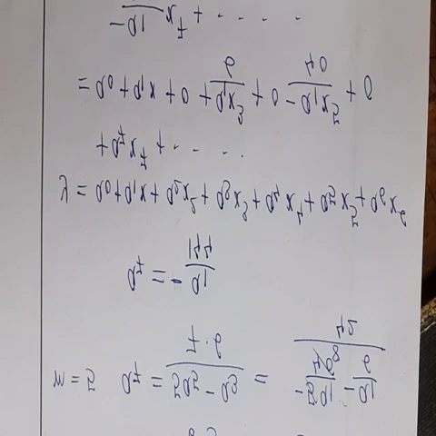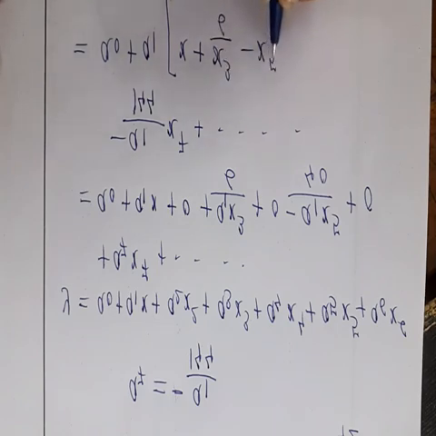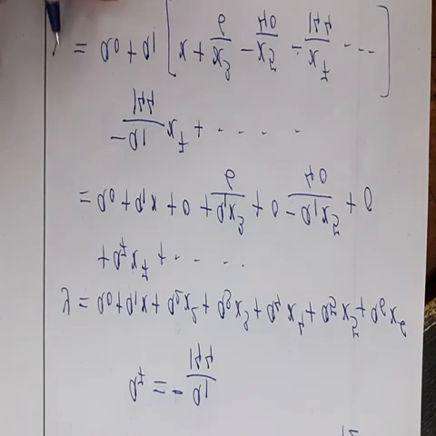So this is equal to a0 plus a1 times (x plus x cube by 6 minus x to the power 5 by 40 minus x to the power 7 by 144 and so on). So this is the series solution for the given differential equation.